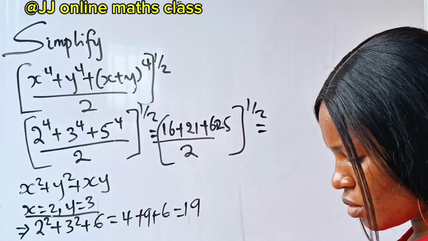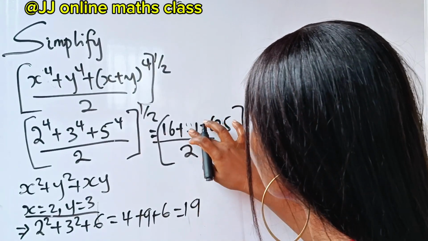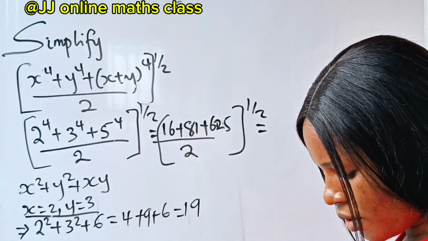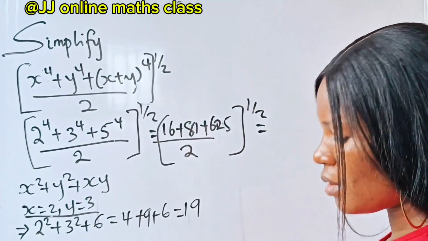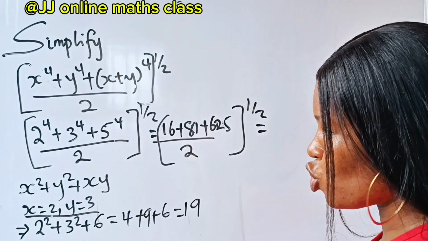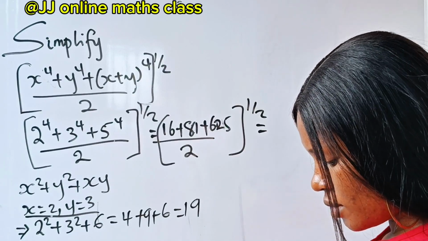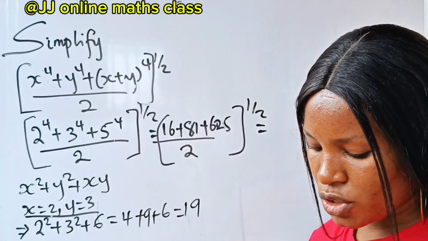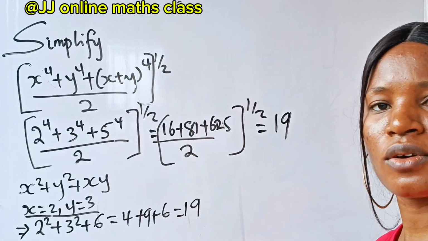Now this will be equal to 16 plus 81, 3 to the power of 4, plus 625. We got 722. Now 722 divided by 2 gives us 361. What is the square root of 361? The square root of 361 gave us 19. You can see that, right?